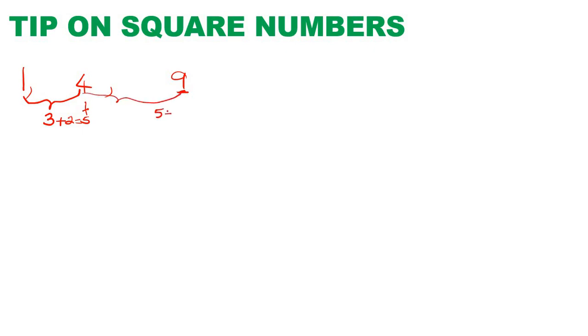So if I take that 5 and add 2 to it, it gives me what? 7. Add 7 to this, what do you have? 16. So the next square number after 9 is what? 16. Okay, and the difference between 9 and 16 is what? 7. Add 2 to it, you get what? 9. Add it to 16, what do you have? 25. So the next square number after 16 is what? 25. The difference between these two is 9.